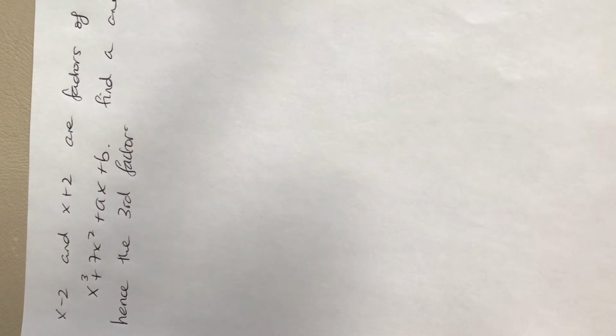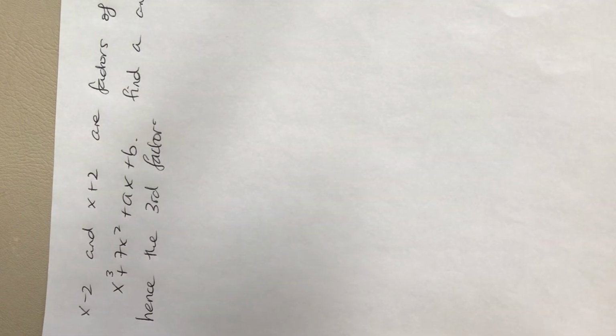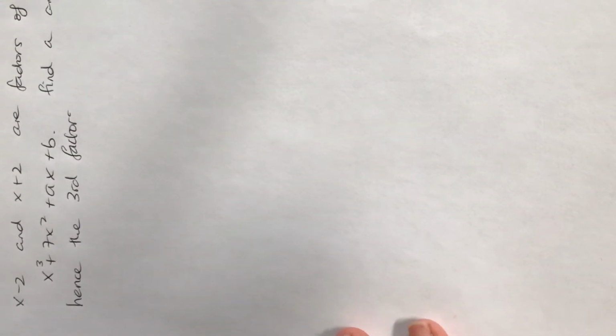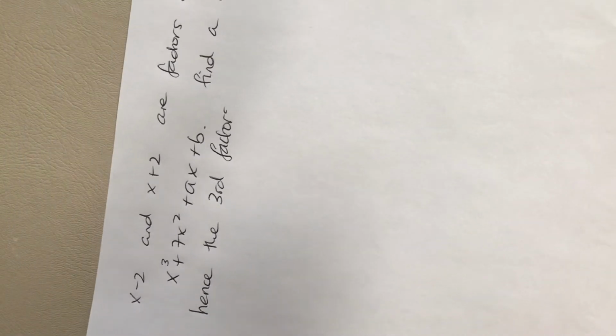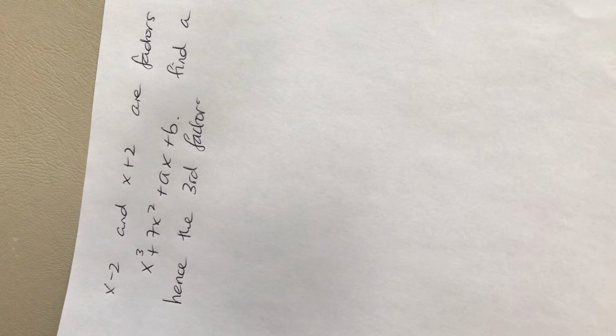Found this question in the revision section, and it says x minus 2 and x plus 2 are factors of that cubic. Find a and b, and then hence find the third factor. So we have a few options here. If something is a factor, you can divide it in, or you can turn it into a root and sub it in. Probably the fastest way to find a and b is going to be to turn them into roots and sub them in. Just for today's video, I'm not going to do it that way.